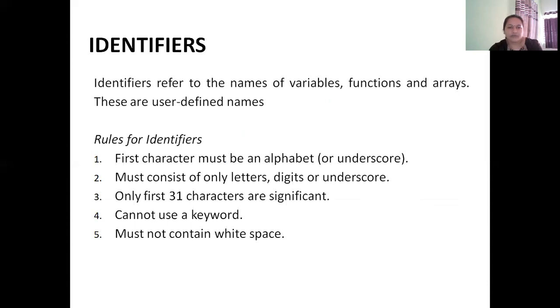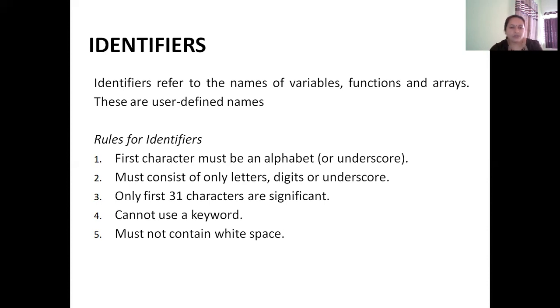The next type of C token is identifier. So identifier is a name given to the variables, functions, and arrays in the program. These are user-defined names. The user, or particularly the programmer, can choose a name for his data items, functions, and arrays in the program. So these names are called as identifiers. And when the programmer chooses the names for these identifiers, he has to abide by certain rules. C has certain rules for identifiers.